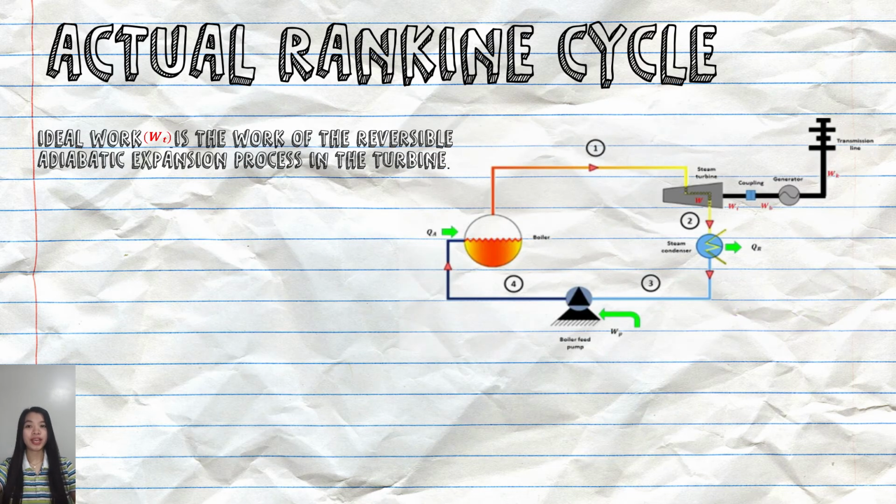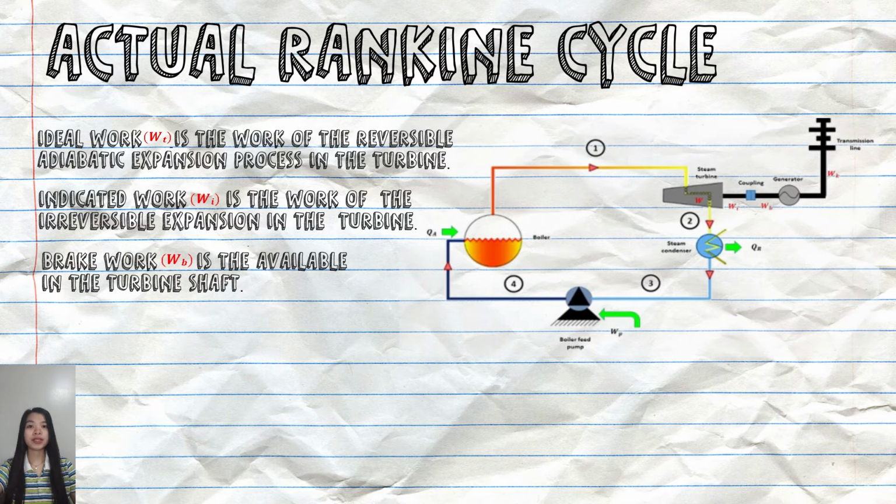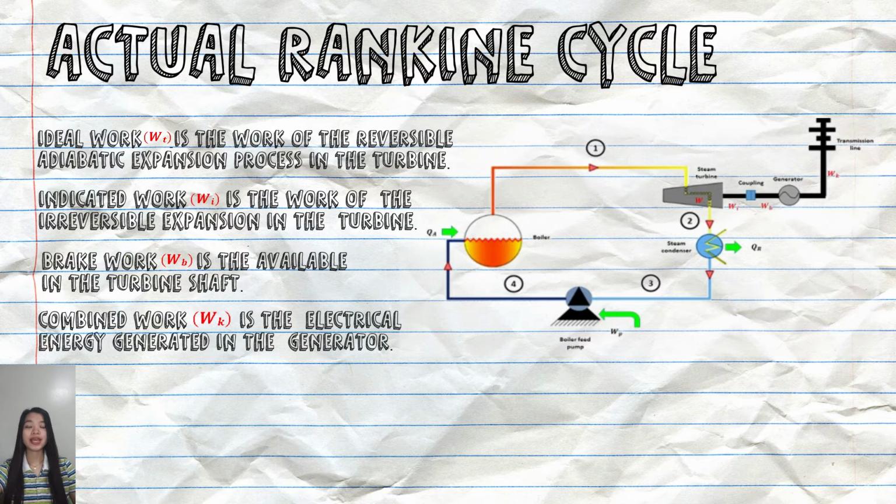So here we have the ideal work. It is the work of the reversible adiabatic expansion process in the turbine. Next is the indicated work, which is the work of the irreversible expansion in the turbine. We also have the brake work. It is the work available at the turbine shaft, and the combined work is the electrical energy generated in the generator.